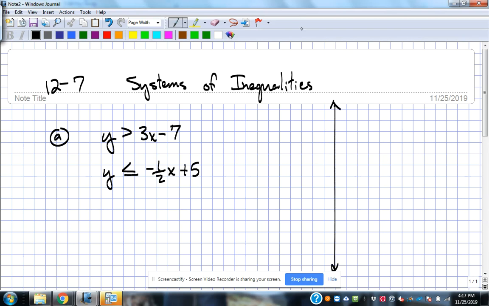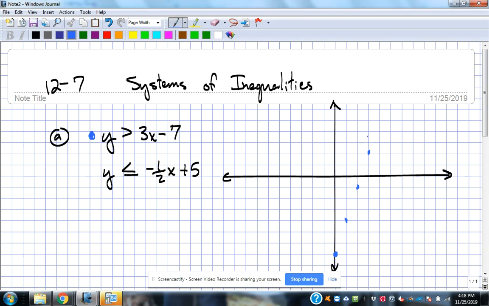Like the entire graph is the answer. I'm going to show you graphing these by hand, and then I'll show you how your calculator can help you do this. So the first one, we got y is greater than 3x minus 7. That's in slope-intercept form. That's the way we want it if we're going to graph it. So we'd go down to negative 7, and then we'd go up 3 and over 1.